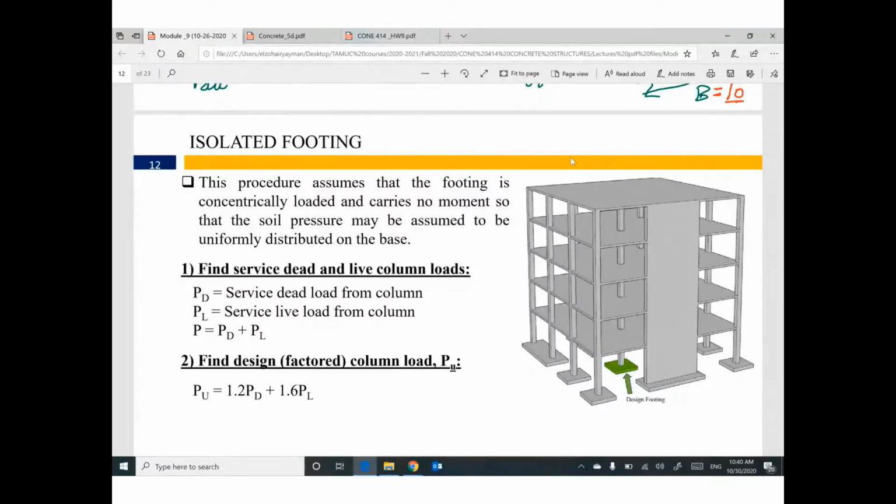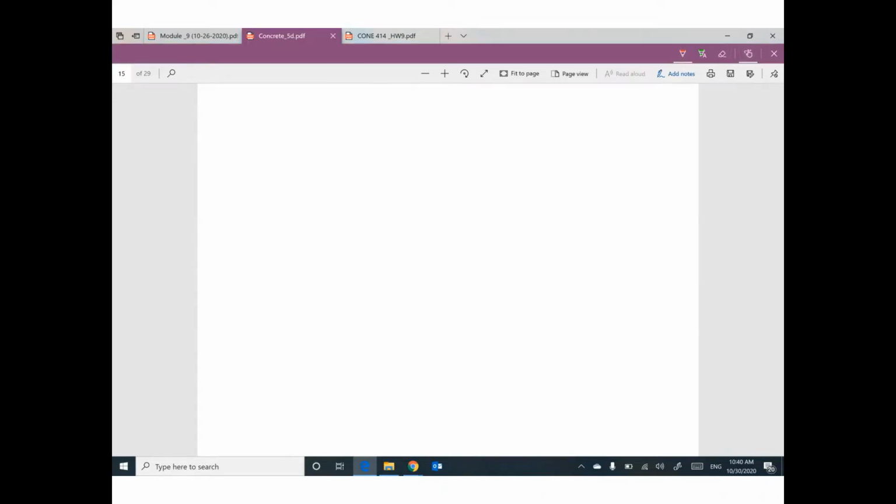We started to design strip footing. Just to remind you, for strip footing we have two cases. The first case, you have a wall with a certain length. This length is known.